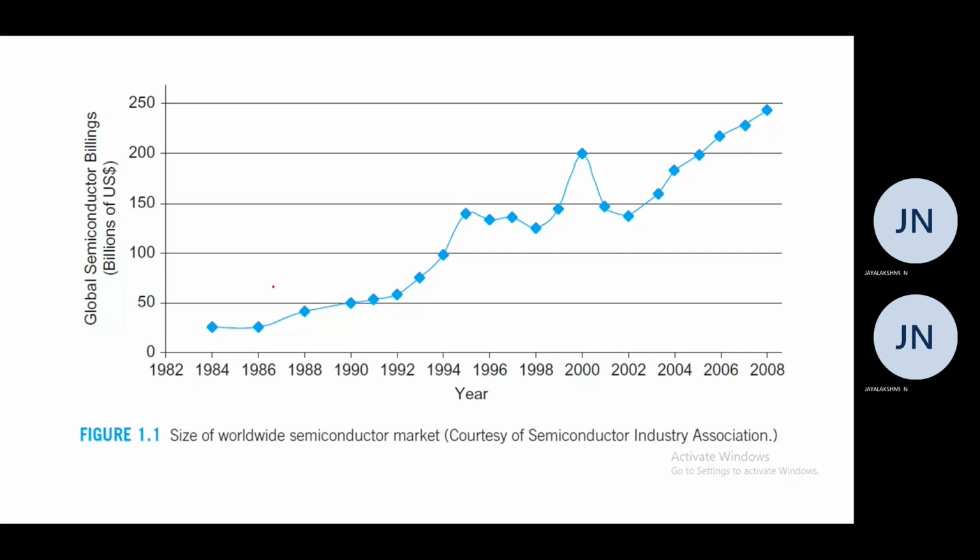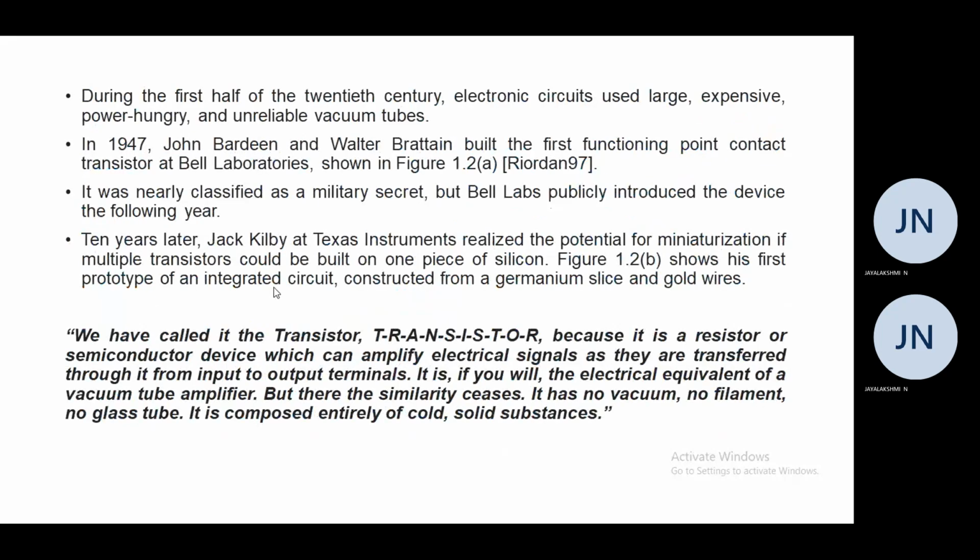During the first half of the 20th century, electronic circuits used large, expensive, power hungry, and unreliable vacuum tubes. So during the first half of the 20th century, these electronic circuits were very large, highly expensive, consumed more power, and used unreliable vacuum tubes.